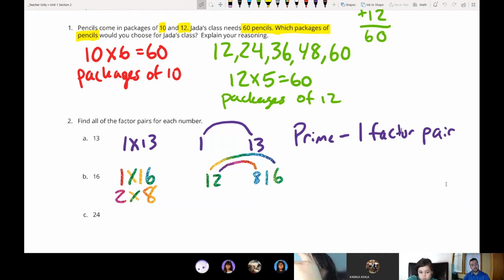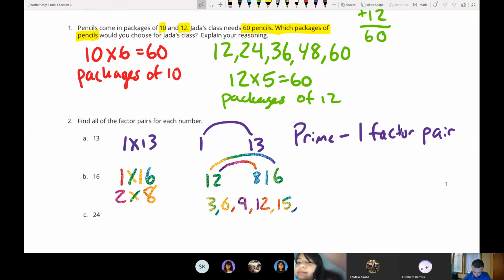So we could try 3. See if 3 goes into it. We could try 4. See if 4 goes into it. 3. How many times would you need to skip count by 3? 3, 6, 9, 12, 15, 18. So 3 times 6 would give us 18. And I don't see any 16 in here, do you? I see us going from 15 to 18. So 3 wouldn't be one of them.